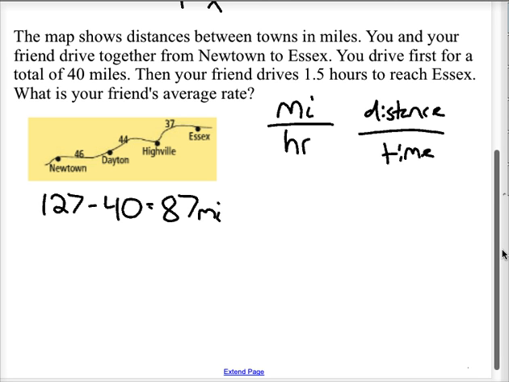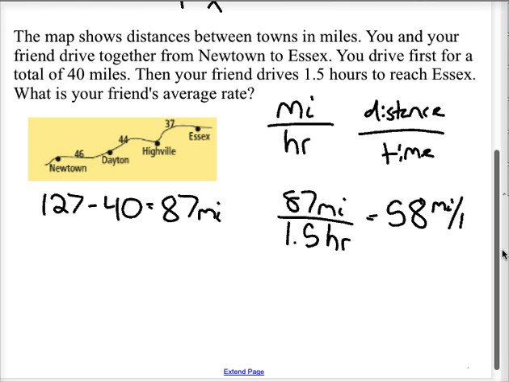So what is their average rate? Well, if they drove 87 miles in 1.5 hours, that's going to be an average of 58 miles per hour. Right? And again, notice what I did there. I used the vocabulary of the problem to construct kind of a mental map of what I needed, and then I used the diagram and the rest of the problem to figure out what I needed in order to get there.